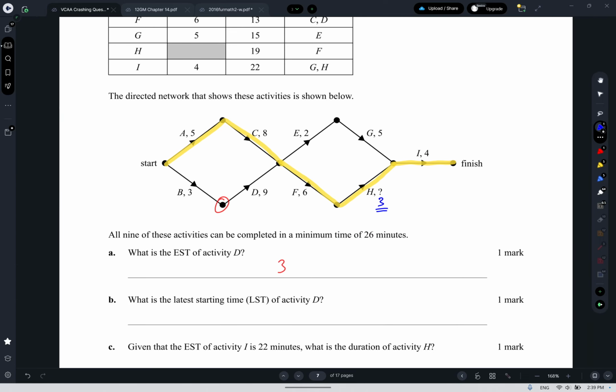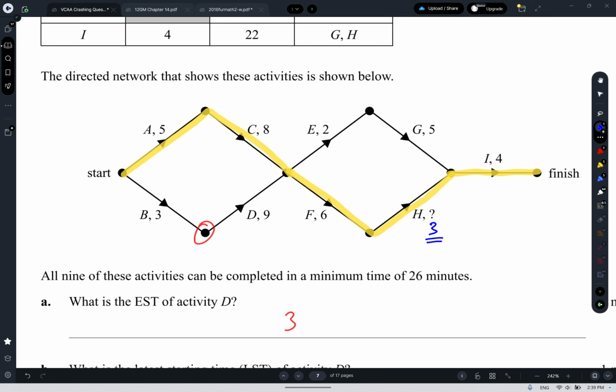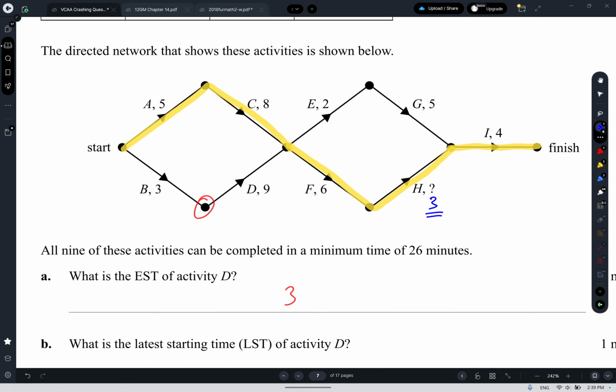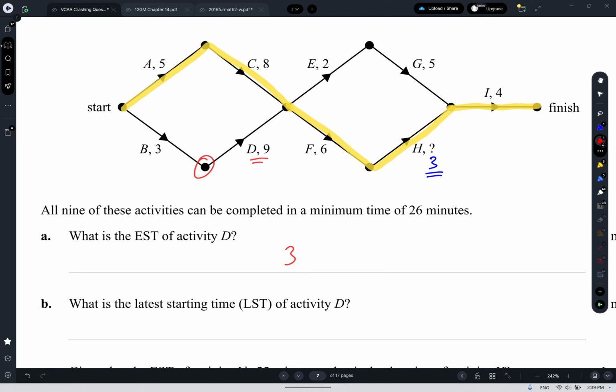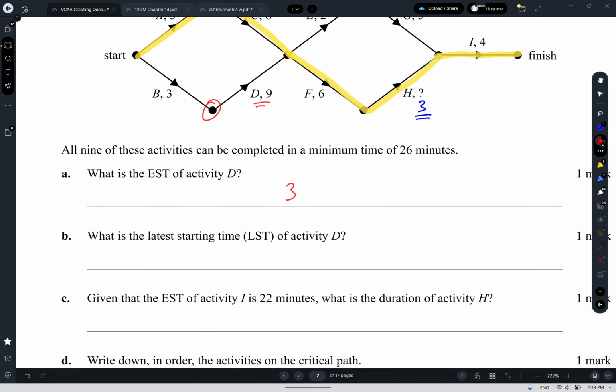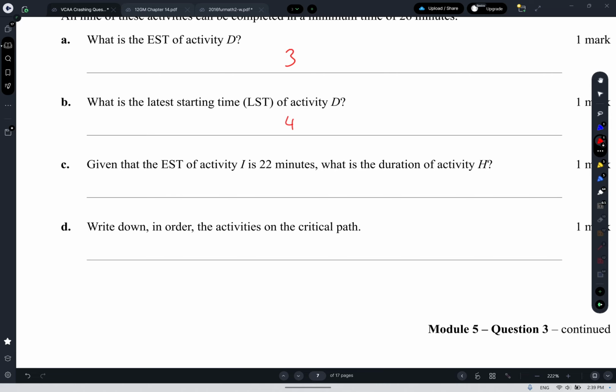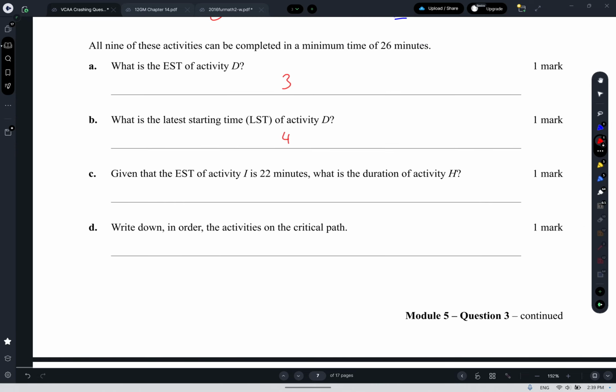So that's that. We didn't need to do all of that to find the float of activity D, or the LST, but it's going to help in a second, probably. So AC took 13, BD takes 12, which means that D has a float of 1. And so since the EST of D is 3 and it has a float of 1, the LST must be 4.